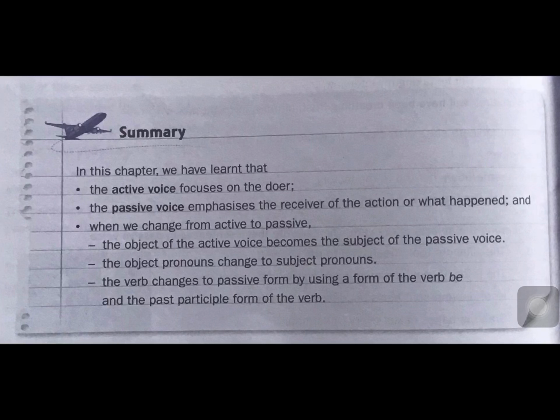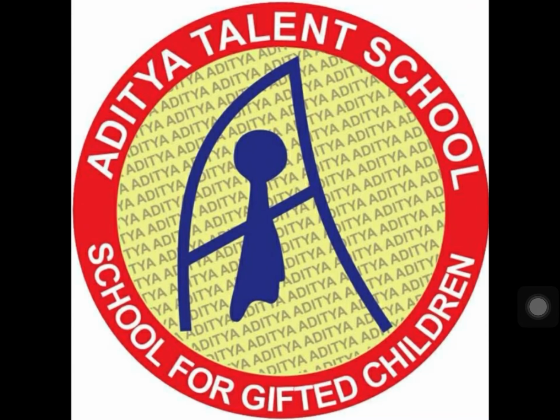Summary. What did we learn about active voice? Active voice focuses on the doer. Passive voice emphasizes the receiver of the action or what happened. When we change from active to passive, what did we learn until now? The object of the active voice becomes the subject of the passive voice. The object pronouns change to subject pronouns. The verb changes to passive form by using a form of the verb be and the past participle form of the verb. Go through this summary also carefully.